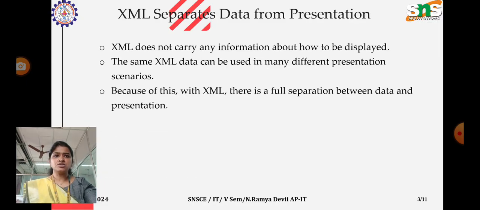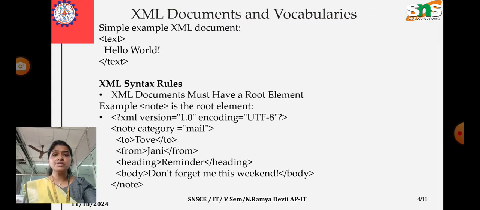XML does not carry any information about how the data is to be displayed. The same XML data can be used in many different presentation scenarios. Because of this, with XML there is a full separation between data and presentation. So this is an example of an XML document. Here, if we want to store a text called hello world, we are just storing it in a user-defined tag called text. Inside that tag, we are storing the hello world text.